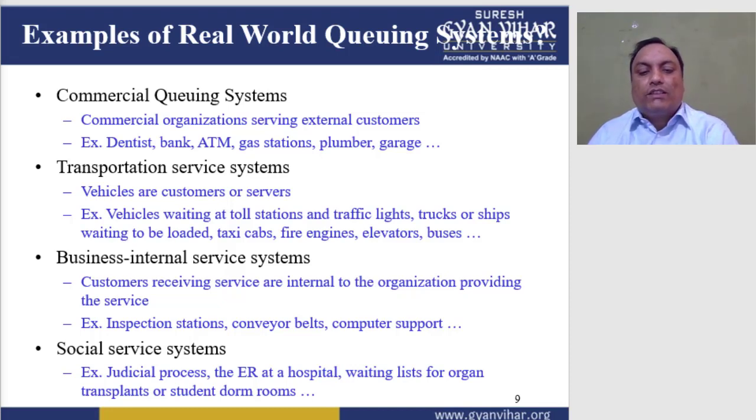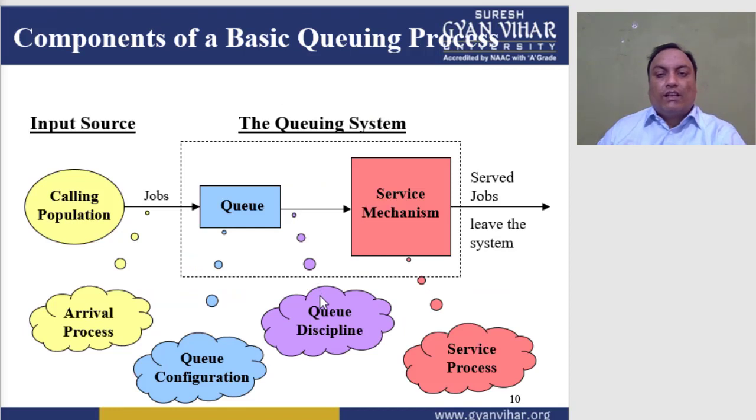Social service systems are, for example, the judicial process, the ER at the hospital, waiting lists for organ transplants, or waiting lists for eye transplants, or student dorm rooms. So these are some examples of real-world queuing systems. And the next topic is the components of the basic queuing system.